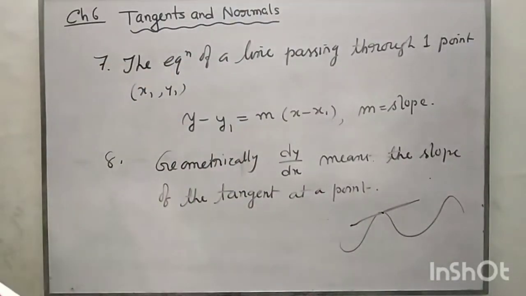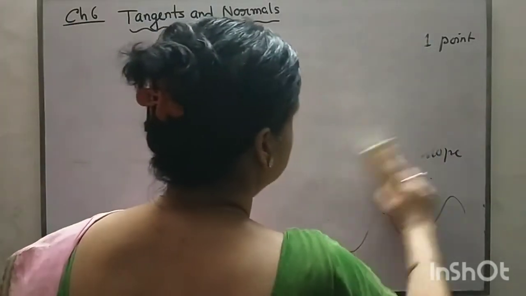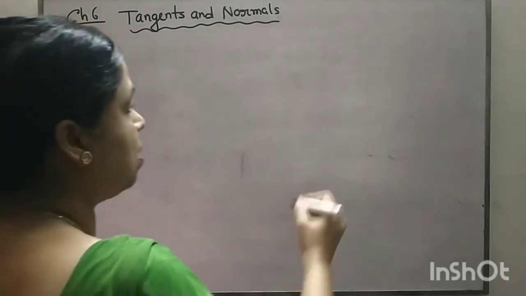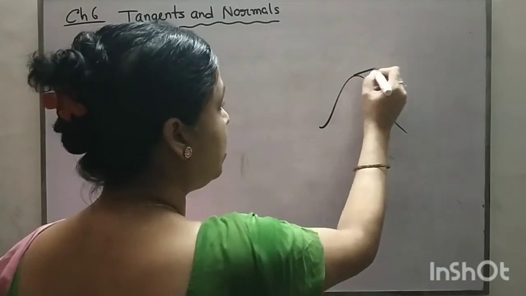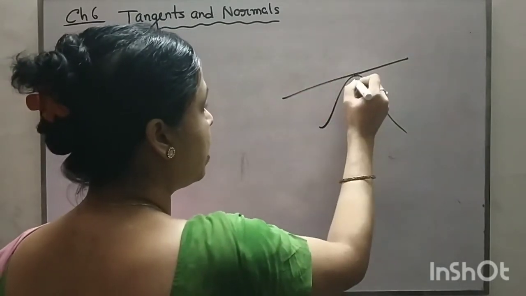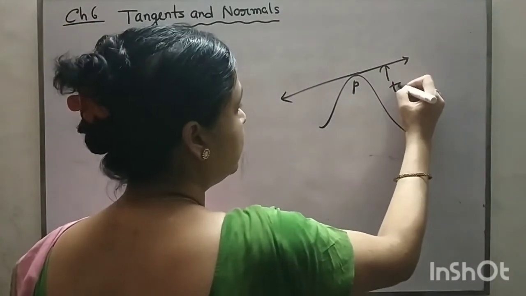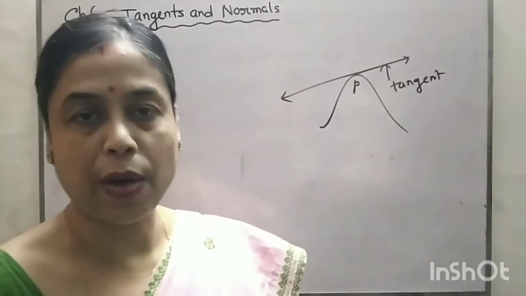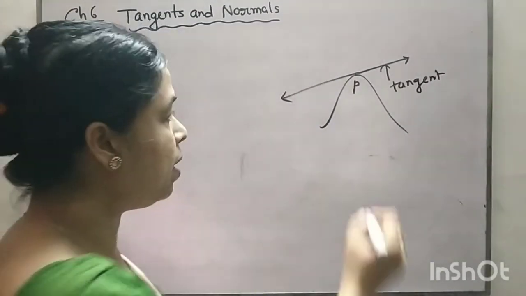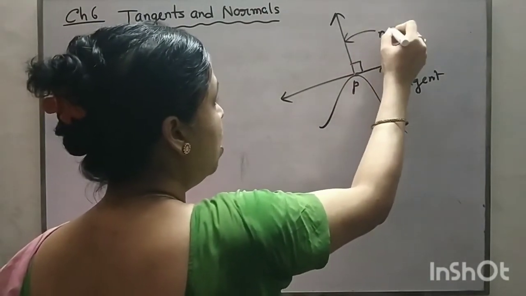Now we go to the tangents and the normal. Tangents mean, you see, suppose we are drawing a curve. Say this is a curve. If a line touches the curve only at one point, say this is the point at which the line touches the curve, then this is called the tangent. So tangent is a line which touches the curve only at one point. And what is normal? Normal is the line which is perpendicular to the tangent. So this is your normal.